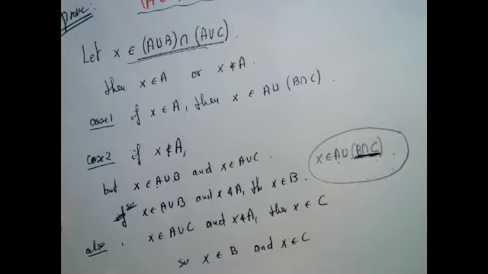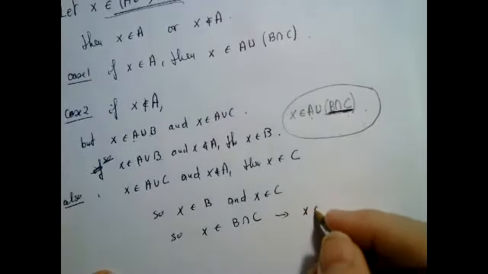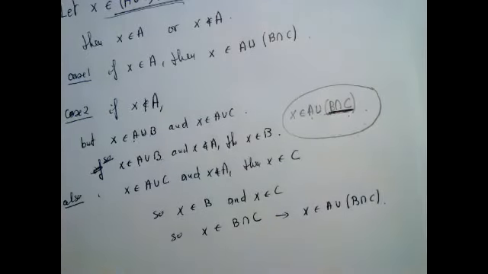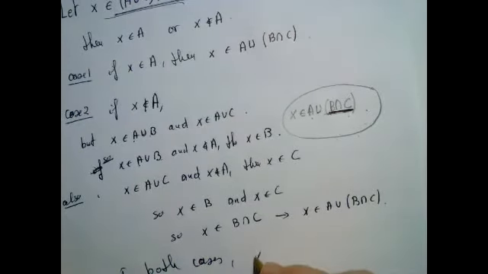So X is in the intersection of B and C. Since it's intersection, it means X is in A union B intersect C. So in both cases, whether X is in A or not in A, my X lands in here. So I have my second property.